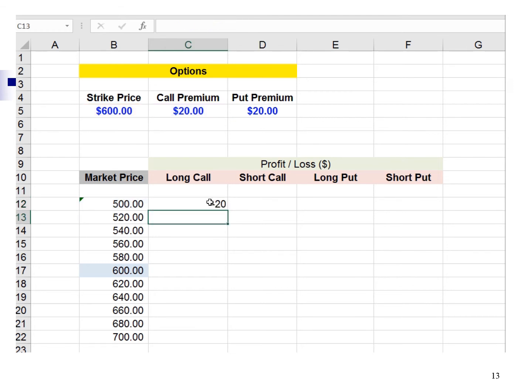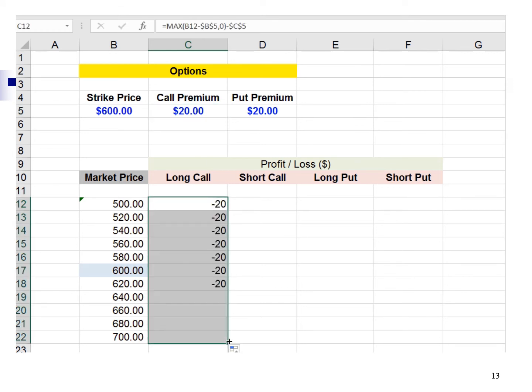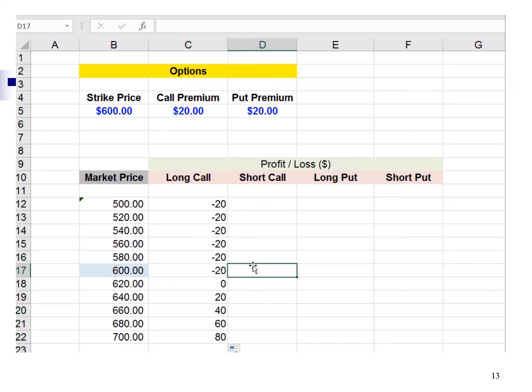Enter. This is the loss when market price is 500. The loss is equivalent to the call premium. I can drag all the way down to obtain the rest of the answer. When market price is same as the strike price, the loss is the call premium. The break-even point is 620 when the profit and loss is 0.